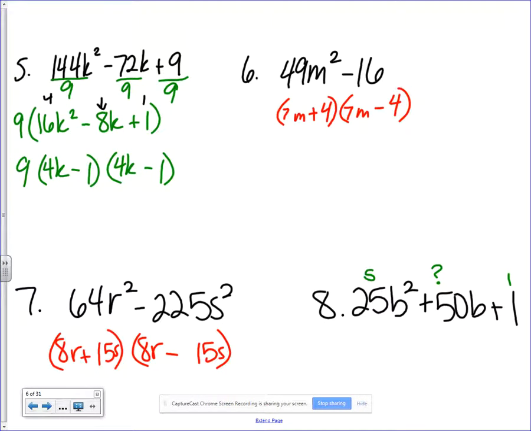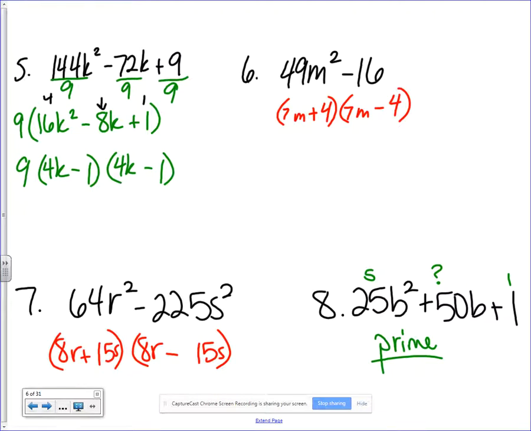Oh, whoa, whoa, whoa. 5 times 1 is 5, right? 5 times 1 is 5. If you double 5, what do you get? 10. Is that a 10 in there? So can we do this handy dandy thing we've been doing? No. Because you can't do anything with it.